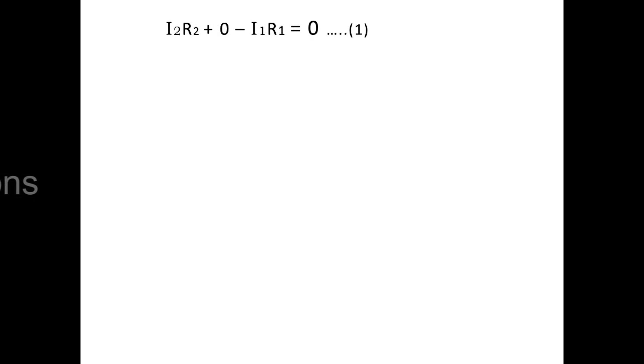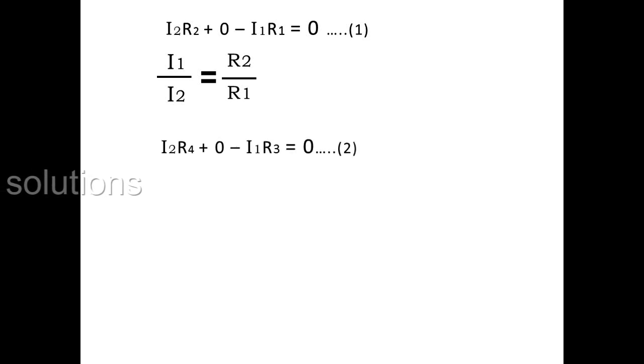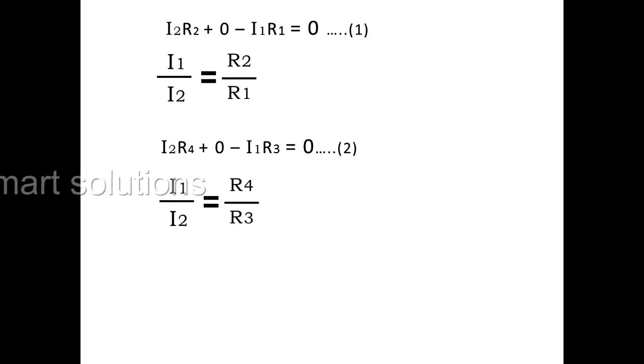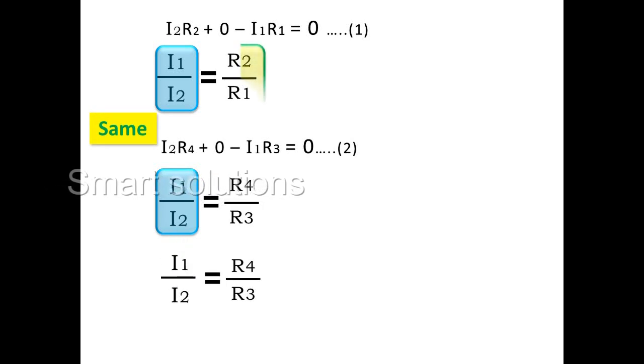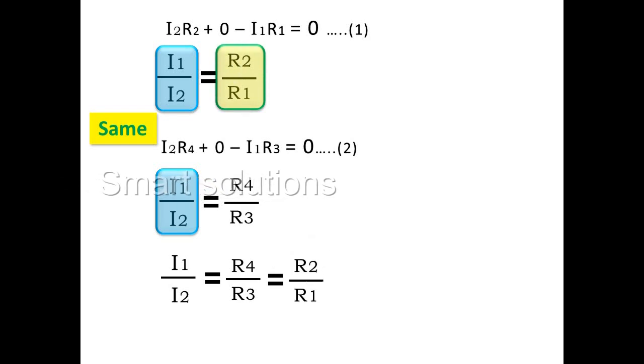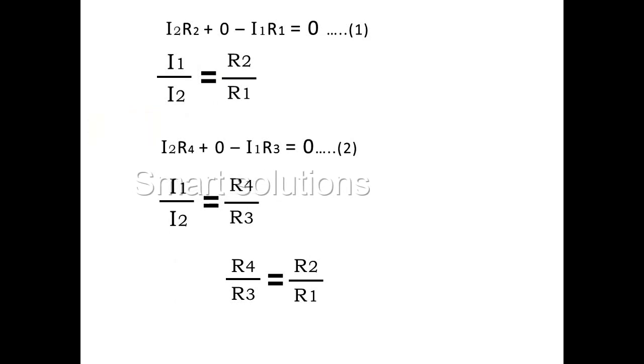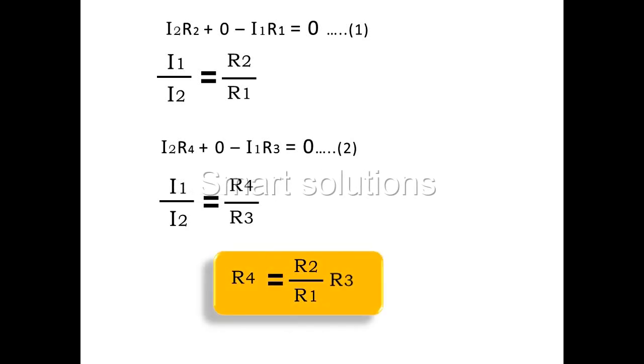From equation 1, we can write I1 divided by I2 is equal to R2 divided by R1. And from equation 2, we can write I1 divided by I2 is equal to R4 divided by R3. Here, both I1 divided by I2 are the same. So R4 divided by R3 is equal to R2 divided by R1. So, we can write R4 is equal to R2 divided by R1 multiplied by R3. This is the equation of the Wheatstone bridge to find out the unknown resistor.